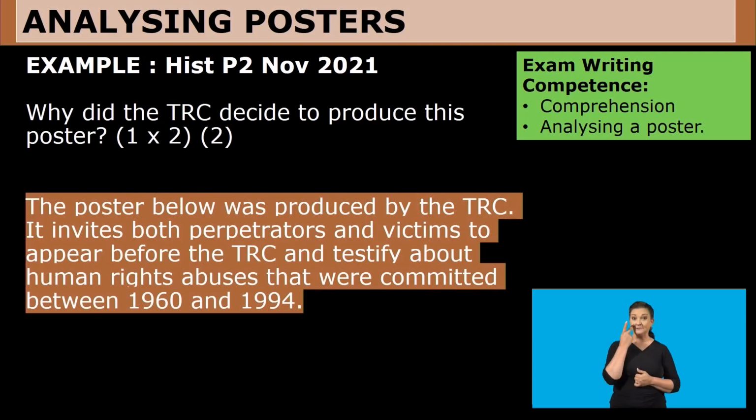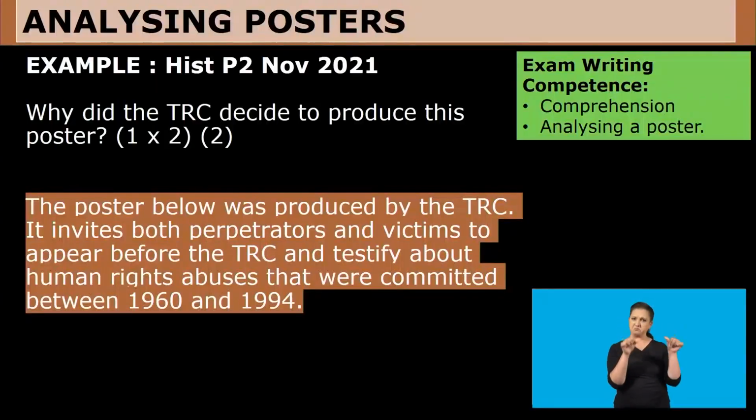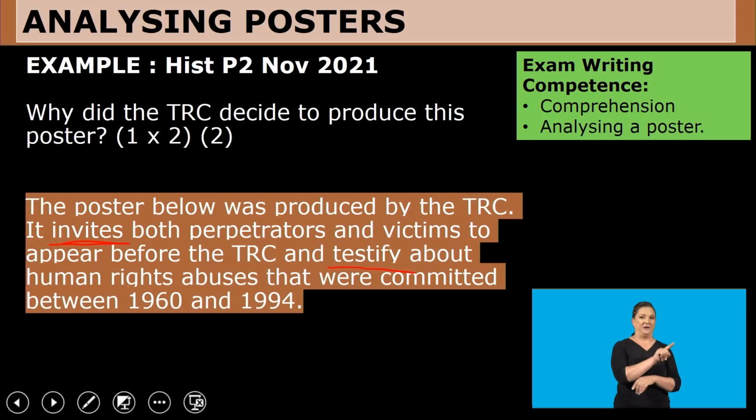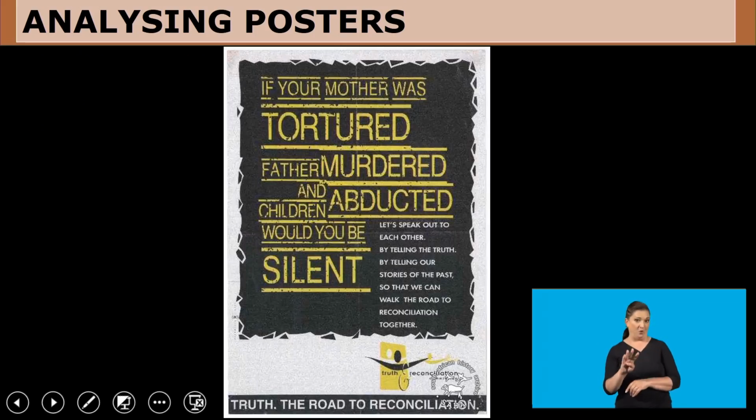Now, you've already seen this poster, and I did highlight very important words. The question is, why did the TRC decide to produce this poster? If you read the caption, the poster below was produced by the TRC. It invites both perpetrators and victims to appear before the TRC and testify about human rights abuses that were committed between 1960 and 1994.